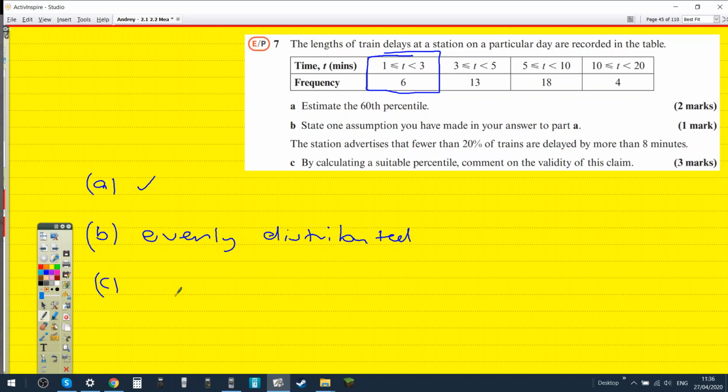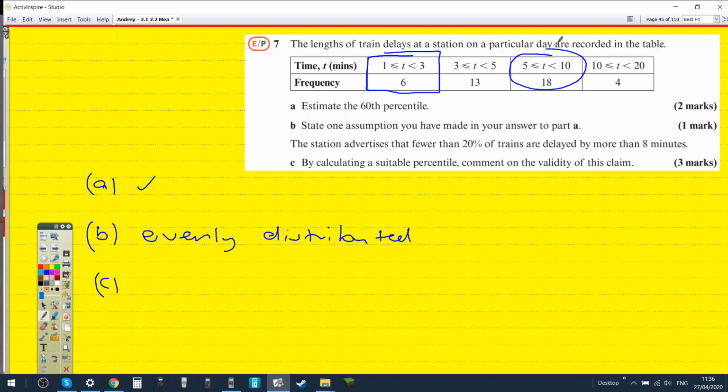And C. How would you go about that? So would I need to do 20% of all the frequencies added up? I just want to see the station. So basically, my thinking was you would do it with P20, so 20th percentile. So the station advertises that fewer than 20% of trains are delayed by more than 8 minutes. So 8 minutes would be up here.